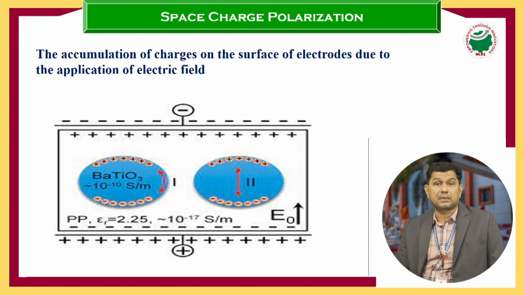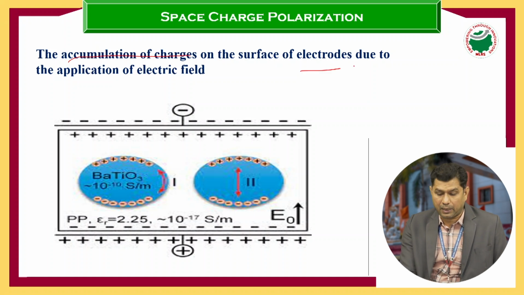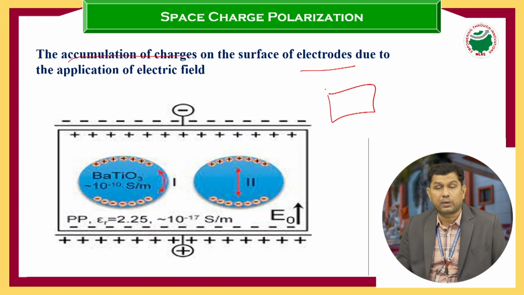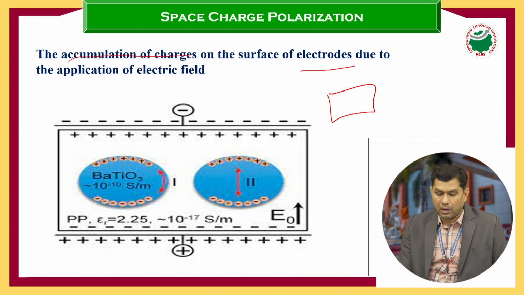Next one is space charge polarization. Space charge polarization is nothing but, whenever you apply the electric field, the charges will be accumulated on the surfaces of the electrodes. Here, what is the meaning of electrode? Dielectric material, as I told you, is an insulating material.